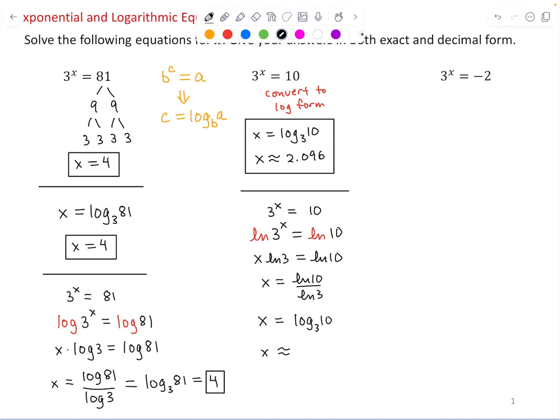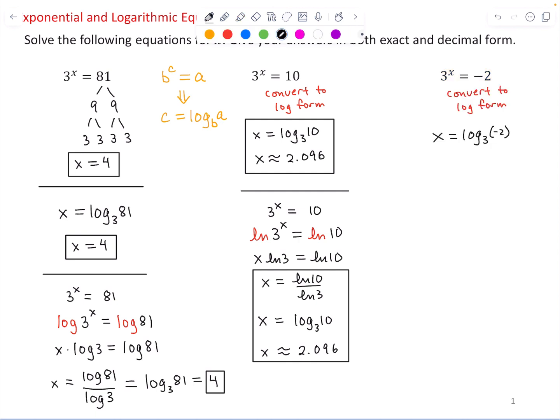And if I take either of the expressions above and enter them into the calculator, I will confirm that I get about 2.096. So it is acceptable to enter your answer in this form or this form when you are asked to give exact answers, but then if you want to give an approximate answer, use a calculator and give a rounded decimal.